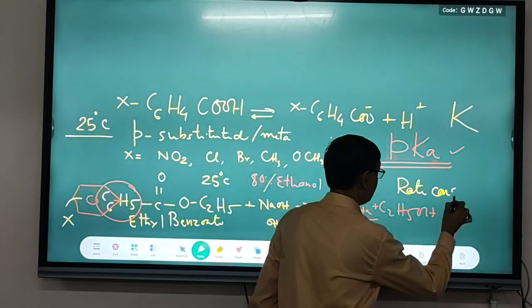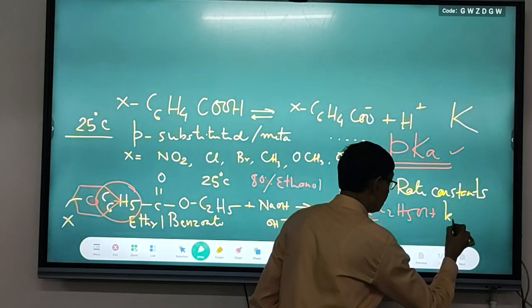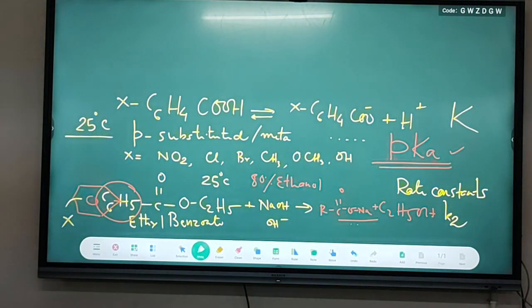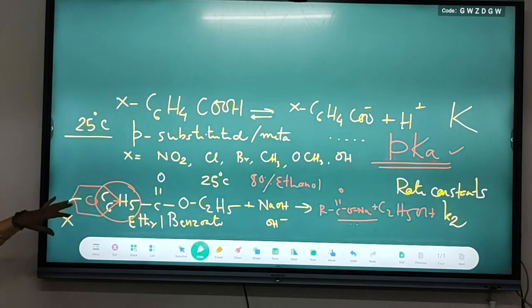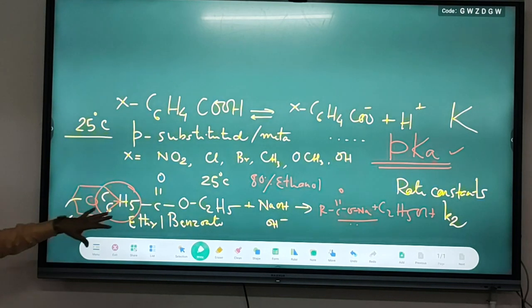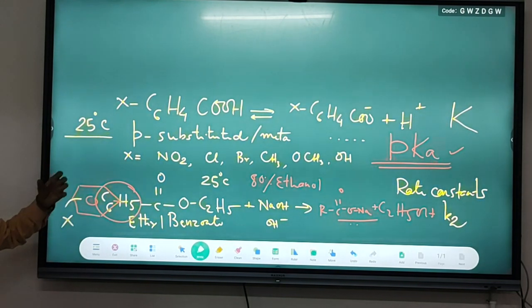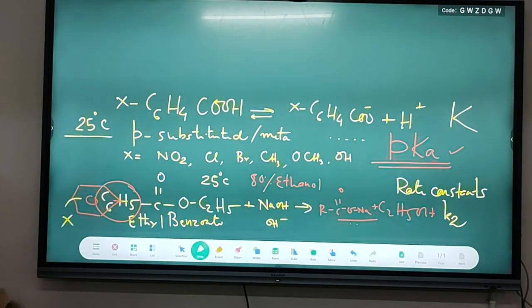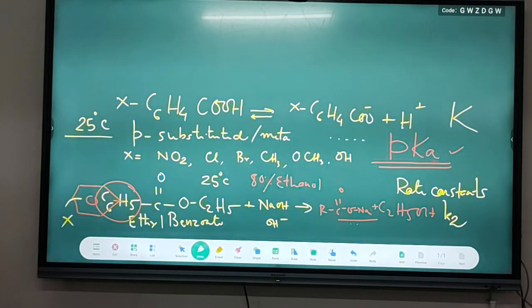So the rate constant K2, of course, because you know that saponification of ethyl benzoate is a second order reaction. Again and again, he has taken not aliphatic esters, but aromatic esters. Now you can understand that the first part, the equilibrium constant K, is related to thermodynamics, and this part is related to chemical kinetics. Now I will show you the results.